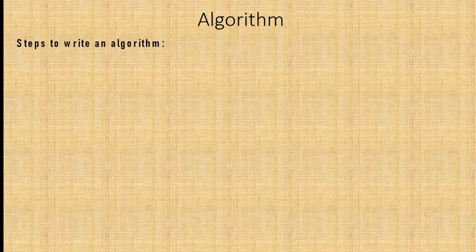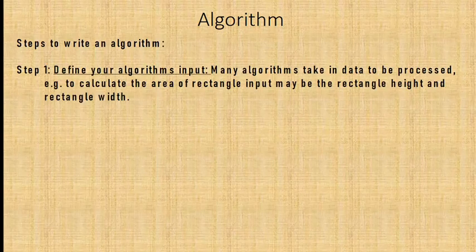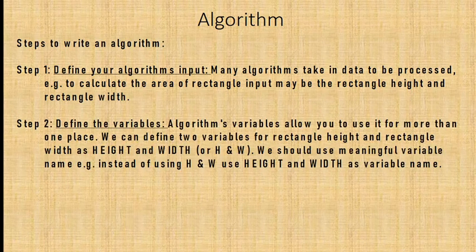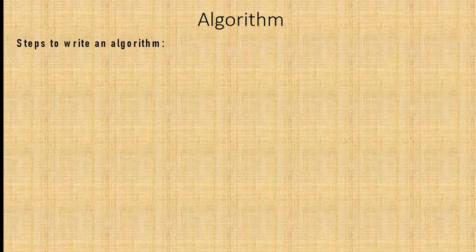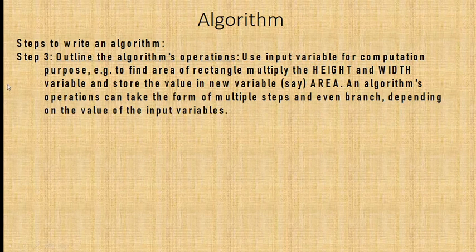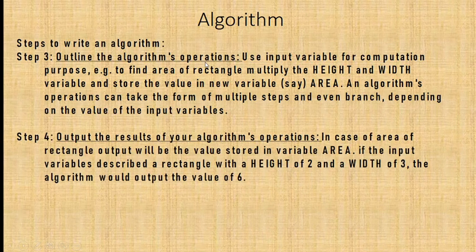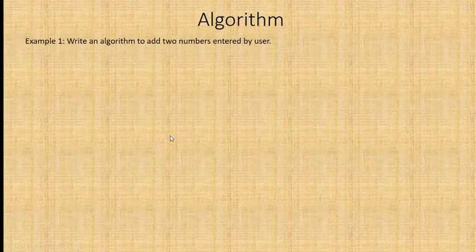Okay, so for example, you want to write an algorithm. The steps to write the algorithm: first you define your algorithm inputs. When you write a program, you have inputs. So the first step is we define inputs, and then we define the variables, what variables we want to use in our program, and then we outline the operations, the algorithm operations, and lastly the result of our algorithm.